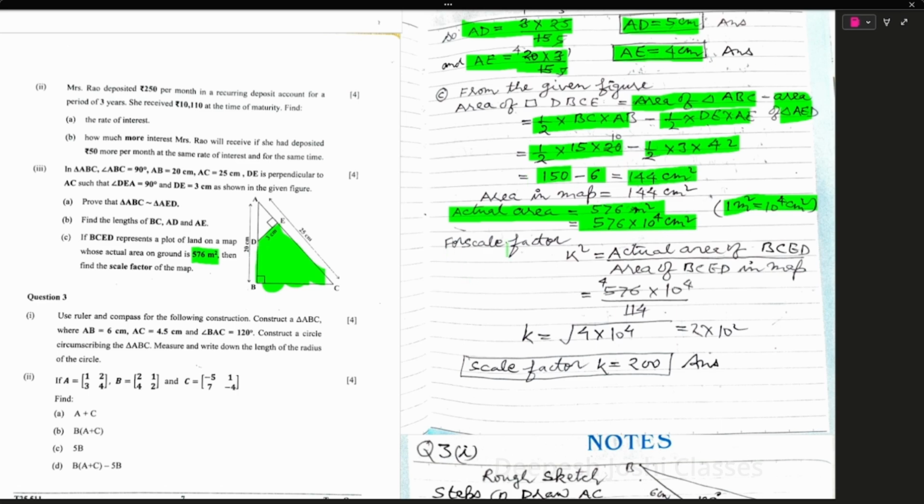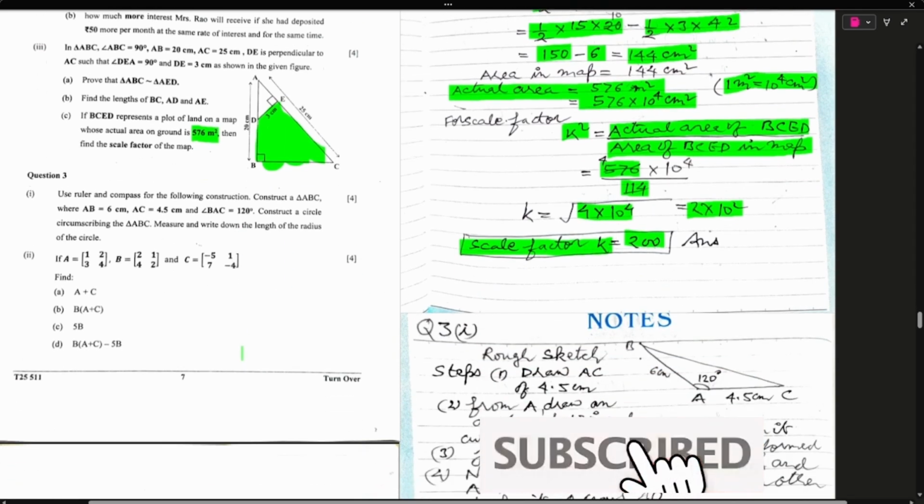Now the formula for scale factor is regarding area. Square of the scale factor is equal to actual area of BCD divided by area of BCD in map. On putting both the values, 144 will cancel out this 576 up to 4 times. 4 into 10 power 4. On taking square root, it becomes 2 into 10 to the power 2. It means 200. So answer of this part is the scale factor is equal to 200. So question number 2 is over here.